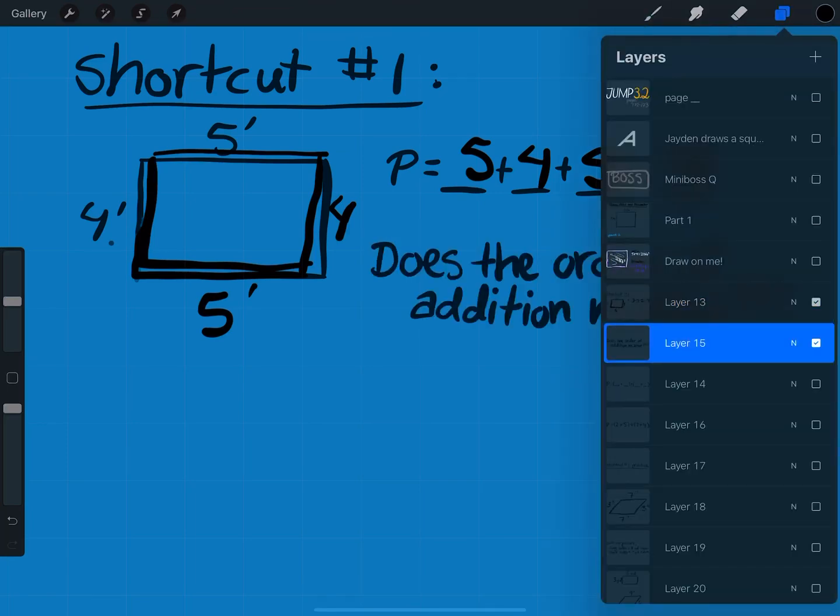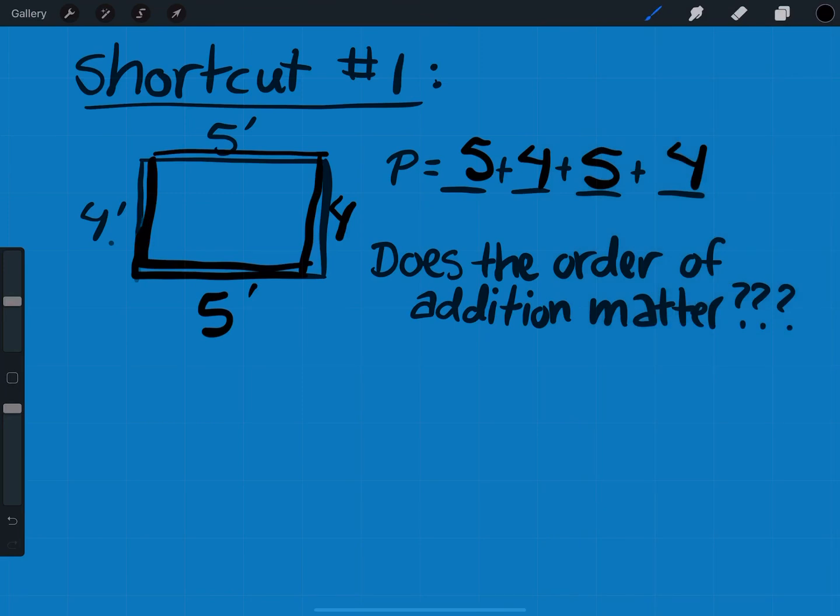Okay. This trick for adding it faster, we're going to ask the question, does the order of the addition actually matter? Does it matter what order we actually write this in? No. You can add 5 plus 5 plus 4 plus 4. You can add 5 plus 4 plus 4 plus 5. You can add them in any order. You're still going to get 18.